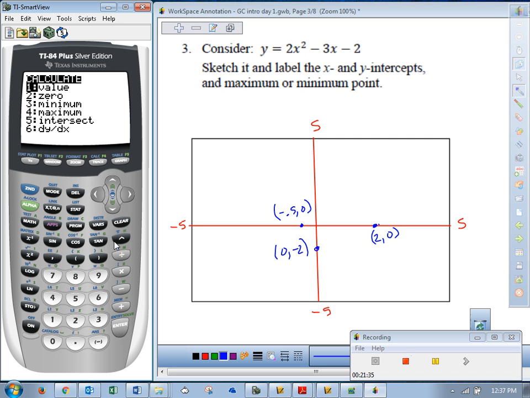Minimum, right? Option 3. So then you got to go to the left of it. Enter. To the right of it. Just got to move your cursor somewhere left of it, somewhere right of it, and then guess. Just hit enter again.